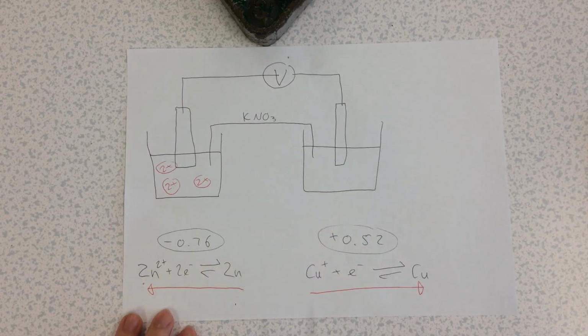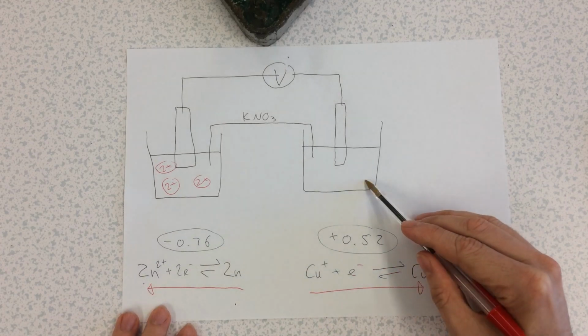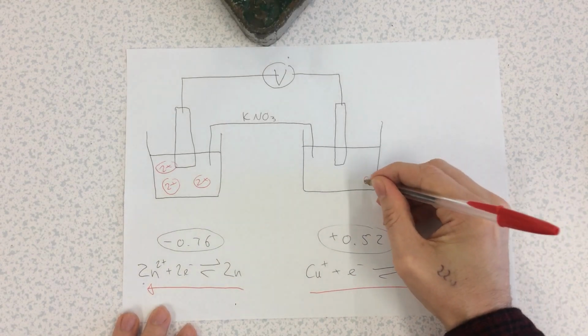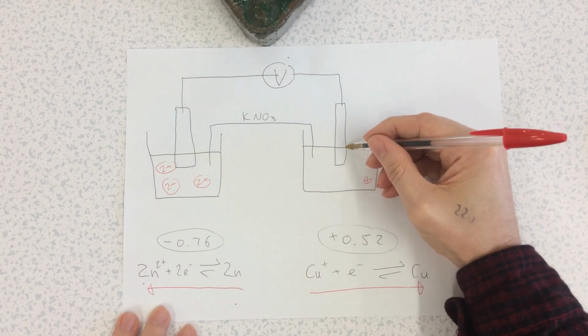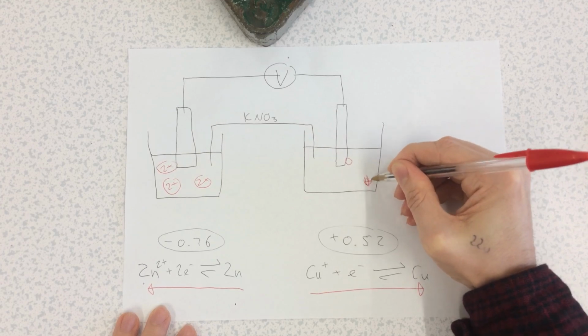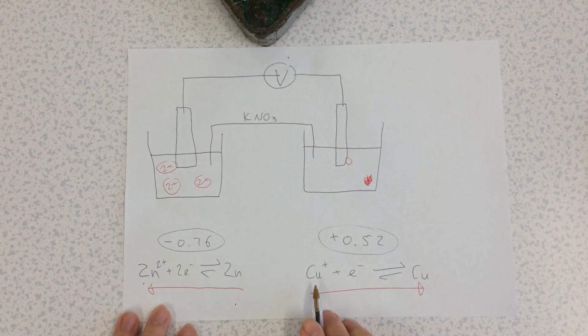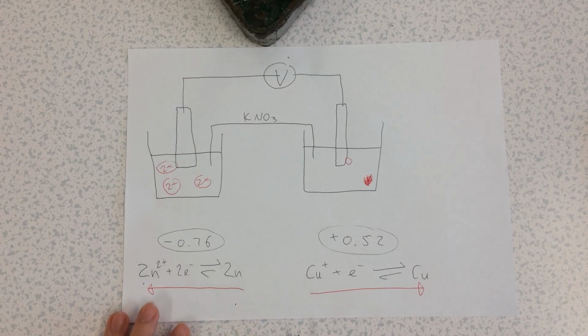On the opposite side, what's going to be happening is the copper ions that were in solution, let's say I've got a copper ion here, will pick up an electron from the electrode to become an atom. So this solution is losing positive copper ions. So that's becoming more negative. If you lose the positive ions, you become more negative.